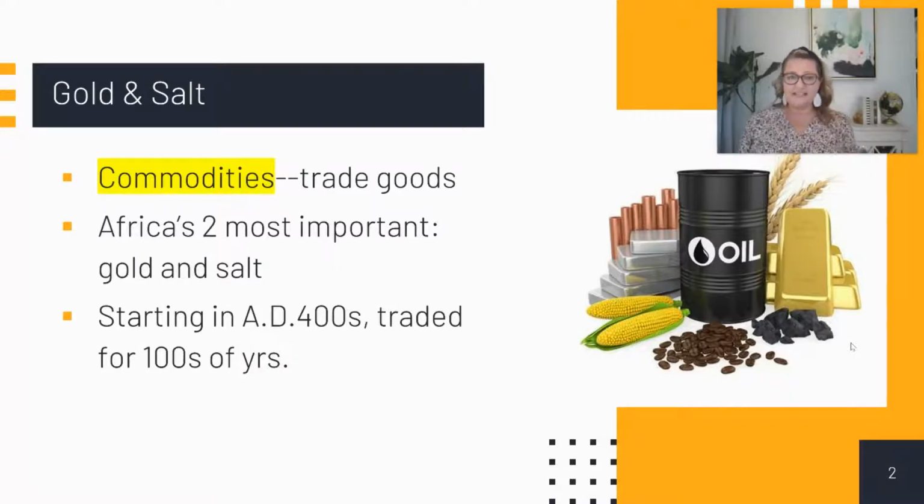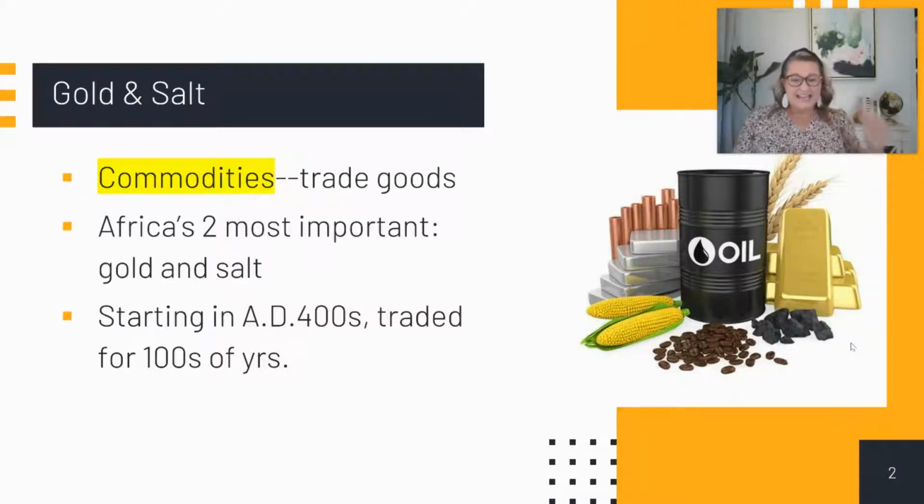Anything that is valuable that one country or civilization can trade with another or amongst themselves would be considered a commodity. Now, Africa's two most important commodities were gold and salt. Now, you might be saying to yourself, salt? What the heck? We're going to talk about that in a minute.